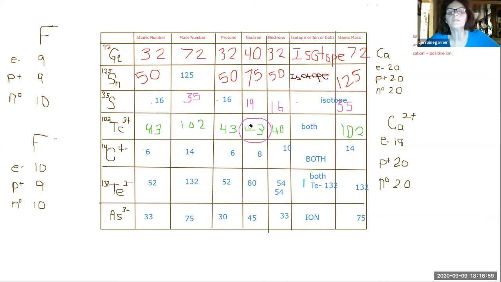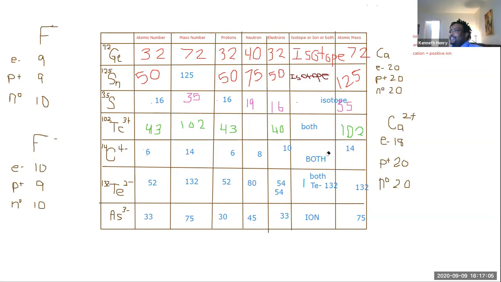Do you want us to change it? Yeah. We don't want any wrong stuff on here. I got you. Okay, and it is both. It's an isotope and an ion. And its atomic mass is 102.